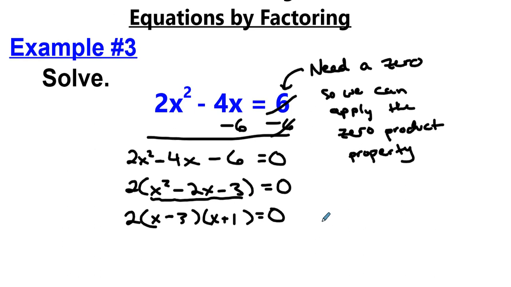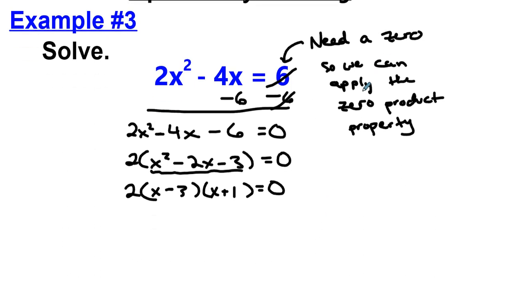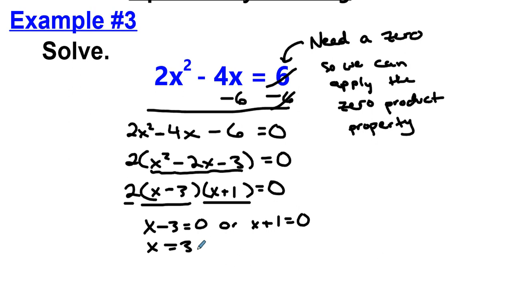So again, now we're going to use that zero product property. So just like the last one, we have three factors getting multiplied together, and the product is 0. 2 can never equal 0, so we don't have to consider that. We just have x minus 3 equals 0 or x plus 1 equals 0, and we'll solve those to find the values of x that would turn this left-hand side into a 0. So add 3 to both sides, we get x equals 3, or subtract 1 from both sides, we get x equals negative 1, and write your answers in a set.